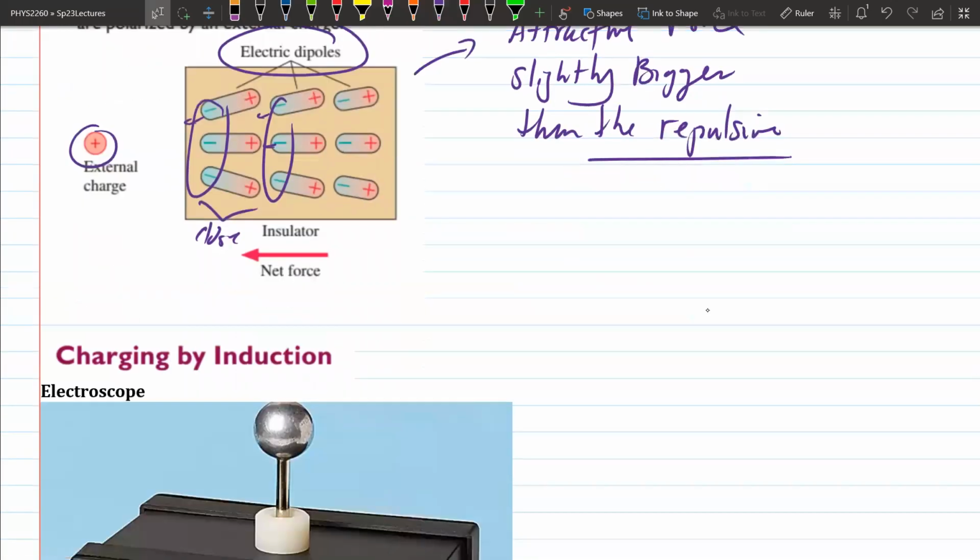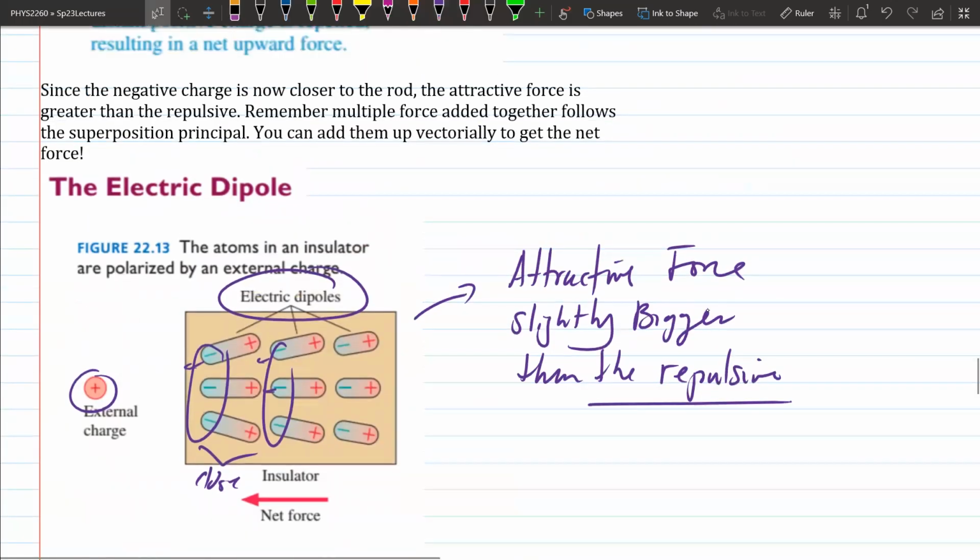All right, any questions about polarization and this thing called electric dipole that we'll calculate in the future? This idea that just by being closer to something, you get a slightly stronger force than if you're slightly further.